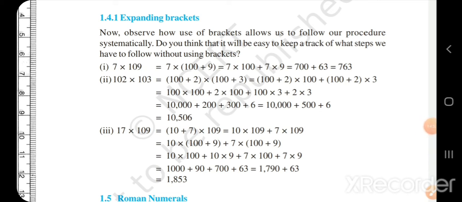Expanding brackets means how we expand the bracket. So now observe how the use of brackets allows us to follow our procedure systematically. Do you think that it will be easy to keep track of what steps we have to follow without using brackets?